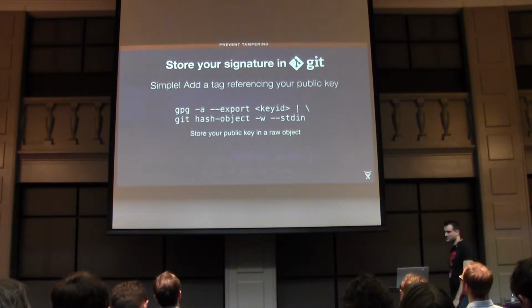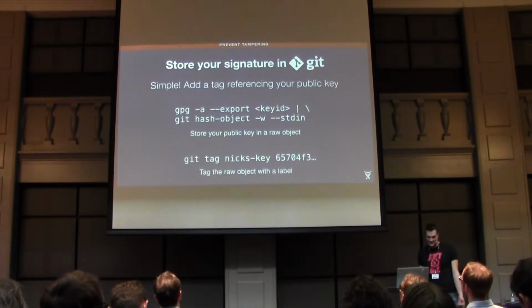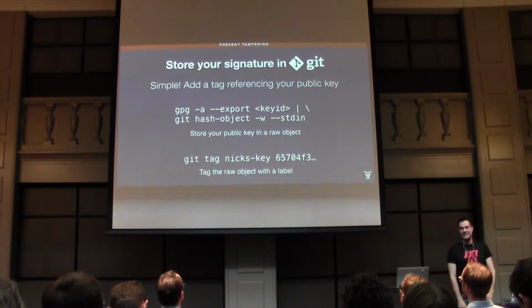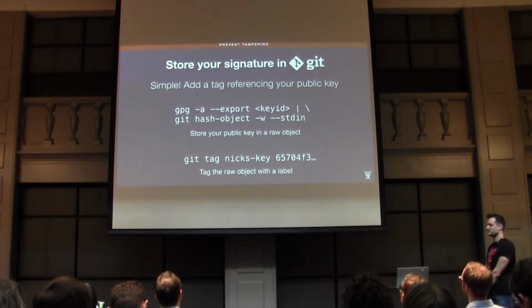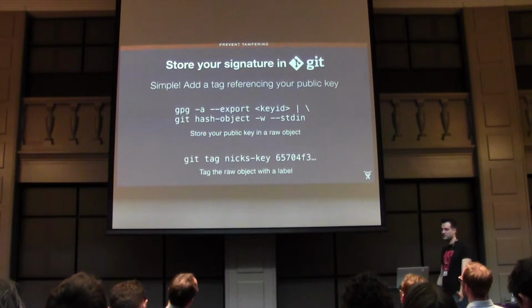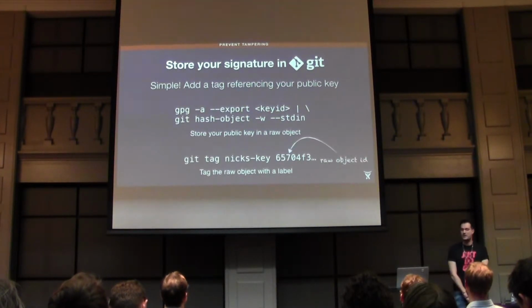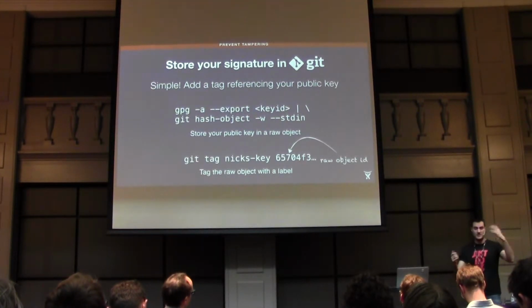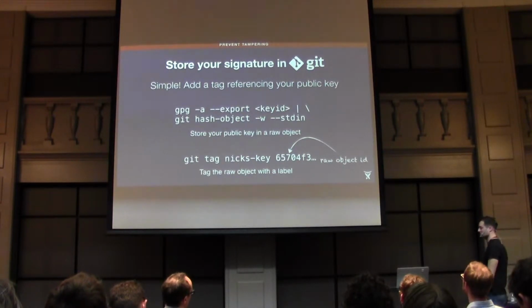And after that, you just need to remember to tag it. I see it's a very simple process. And you tag this raw object you've created. And after you've done it, you can finally start signing your commits.